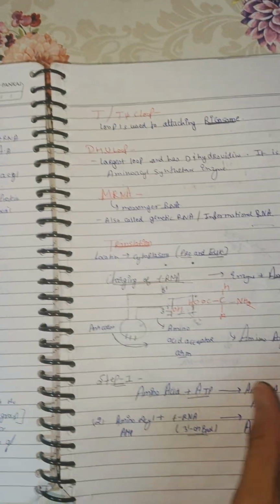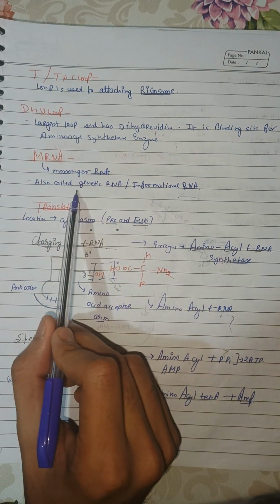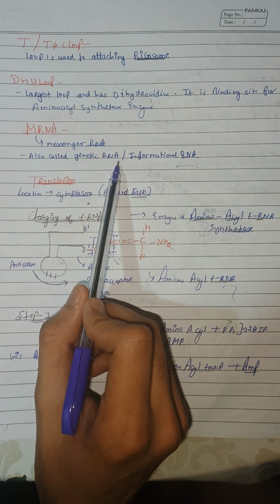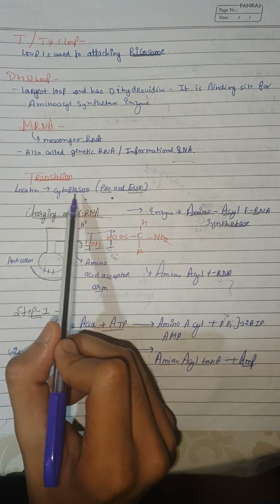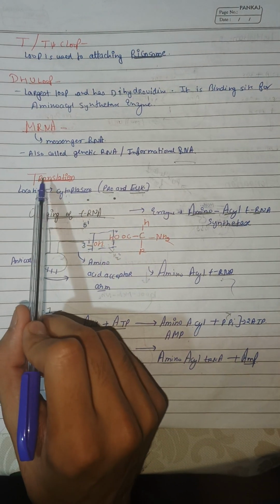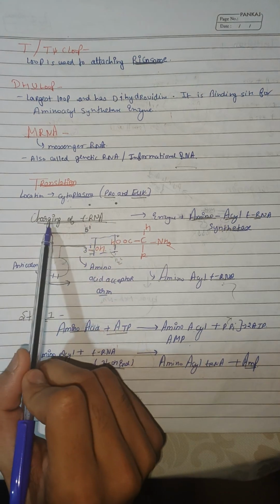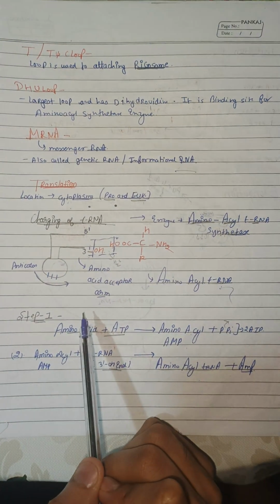The third type of RNA is mRNA, which is messenger RNA. This is also called genetic RNA and informational RNA. This RNA further goes to the translation process, which occurs in the cytoplasm in both prokaryotes and eukaryotes, and forms the proteins. In transcription, DNA forms RNA, and RNA to protein is formed by translation. So this is how the tRNA helps in the translation process. This is the whole structure. Thank you very much.